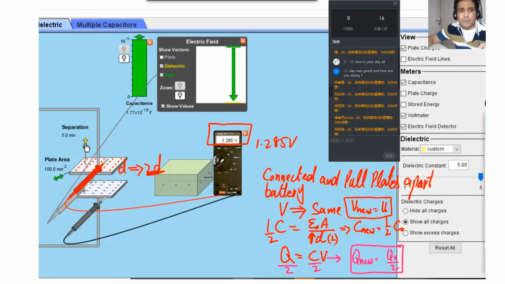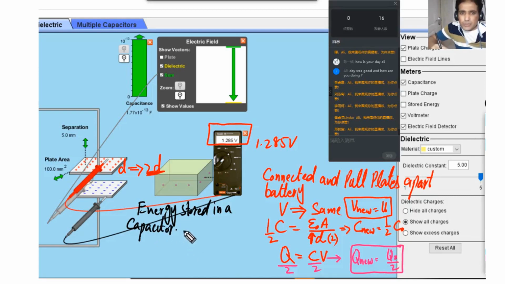Okay. Now there is one more thing we need to understand, and that is about energy stored on a capacitor. I didn't explain this formula before, so let me write it down here for you. Energy stored in a capacitor.